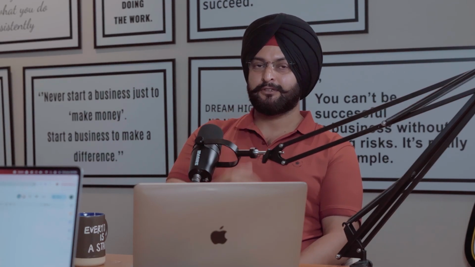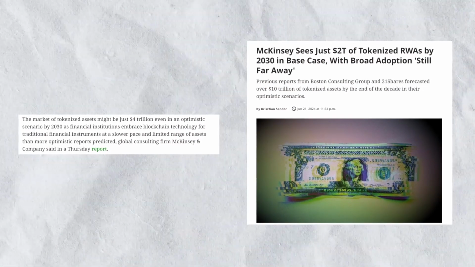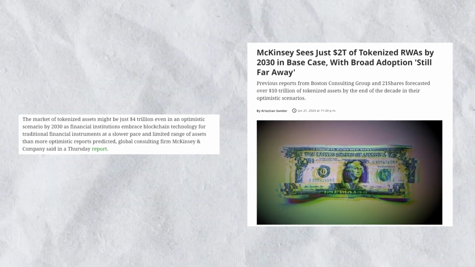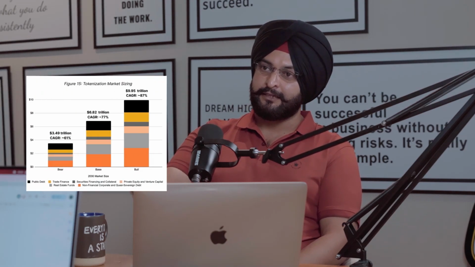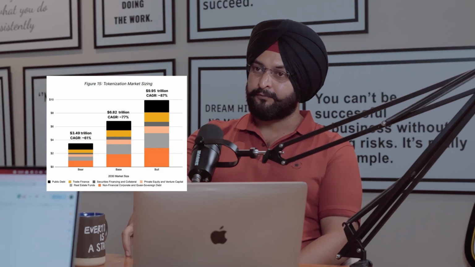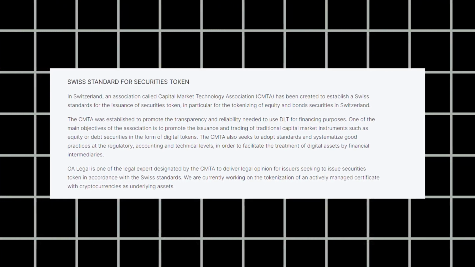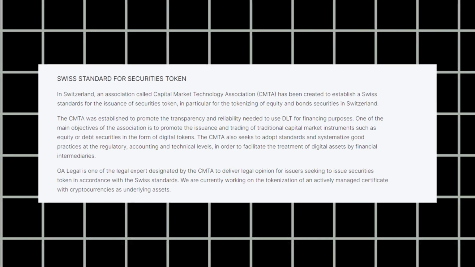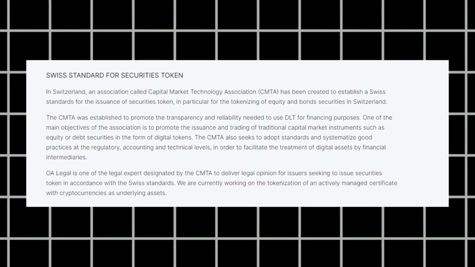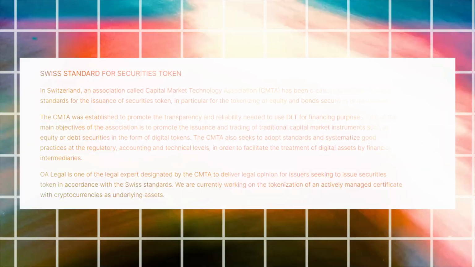Recently I was reading an article, a report from McKinsey, and they claimed that by 2030 the market cap of RWA would be $4 trillion. Wow. Right. And there was another report from 21Shares. They claimed that by the end of this decade, the market cap of RWA will go beyond 10 trillion. In Switzerland, there's an association called the Capital Market Technology Association, CMTA, which has been created to establish Swiss standards for the issuance of these securities, especially for RWA.